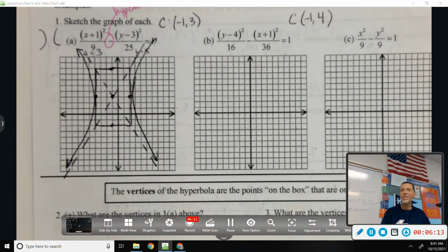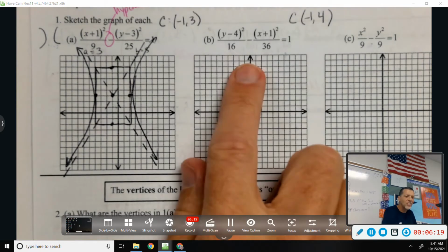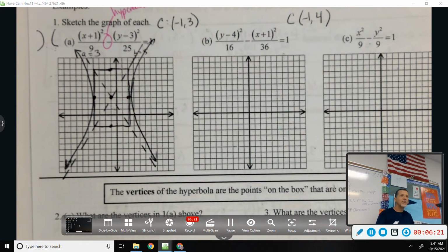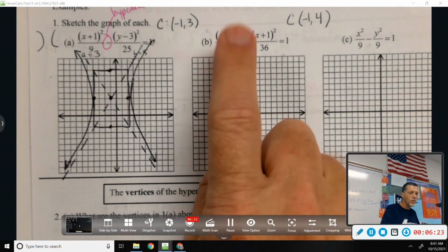Do you see the easy way to make the mistake there? I just about did. Because the x's and y's are out of order, it's real easy to say, oh, the center's at 4, -1. No, be very careful because the y stuff came first.